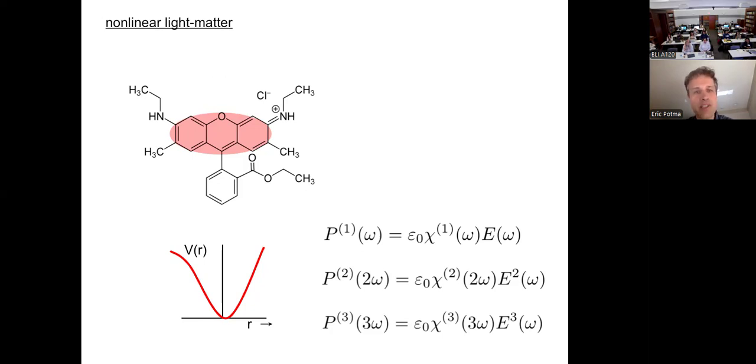Yeah, okay, that's a great question. So, I drew here a potential where you can see that on one side, if I drive the electrons on one side, it's easier to pull them out than on the other side. On this side, it's steeper, so it's harder to pull them out.